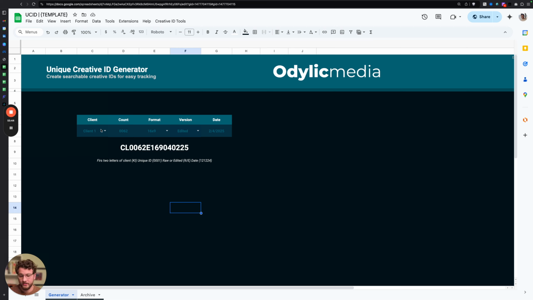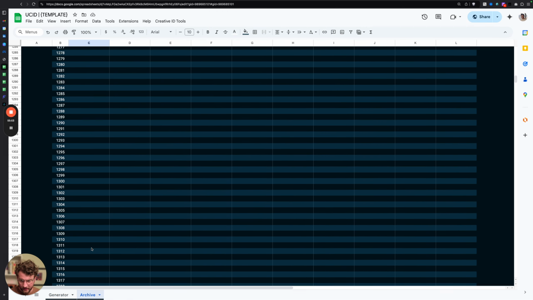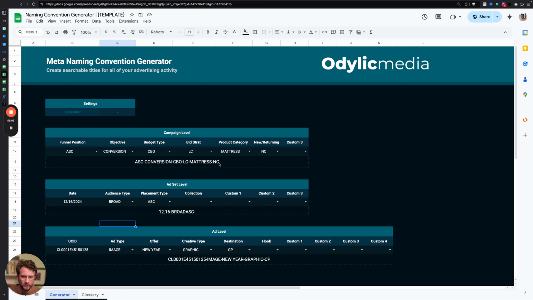For you, you could just change this drop down to whatever bit of data may be relevant for you, or just get rid of it completely. But this helps us log creative IDs and give every single creative a unique number so we can find it when we're dealing with thousands and thousands of ads. Okay, so that link will be below.